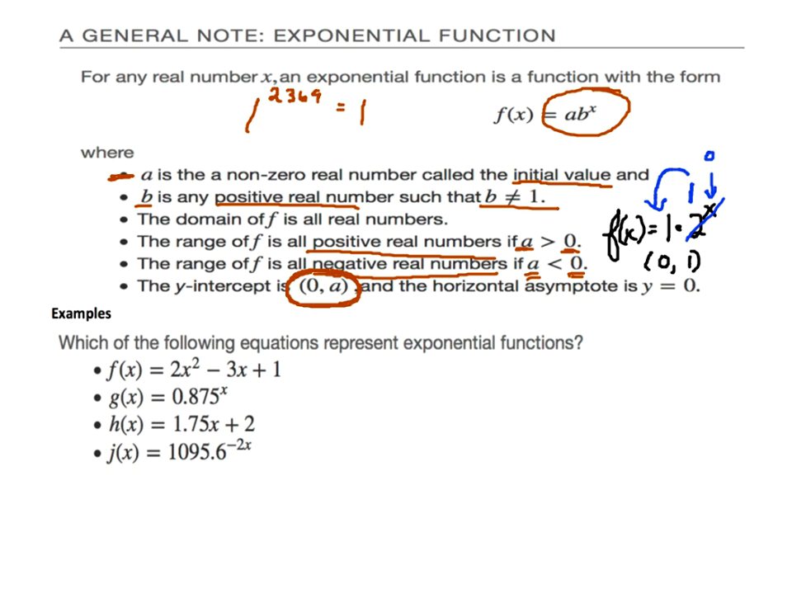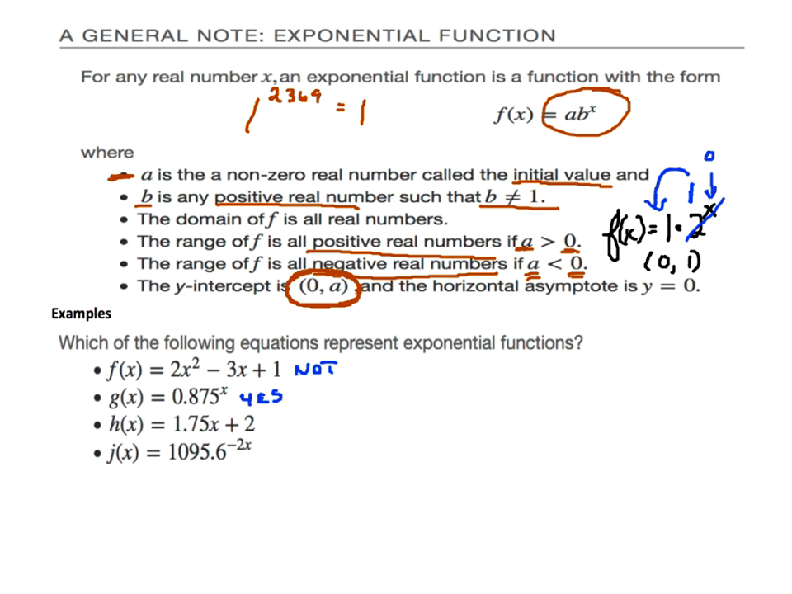Okay, so which of the following equations represents an exponential function? Remember, the variable has to live in the exponent. So this is not. And actually, you should recognize this as a quadratic function. We've already talked about these extensively.